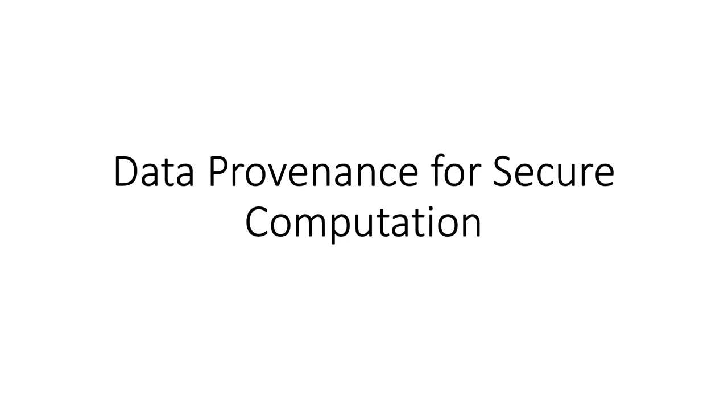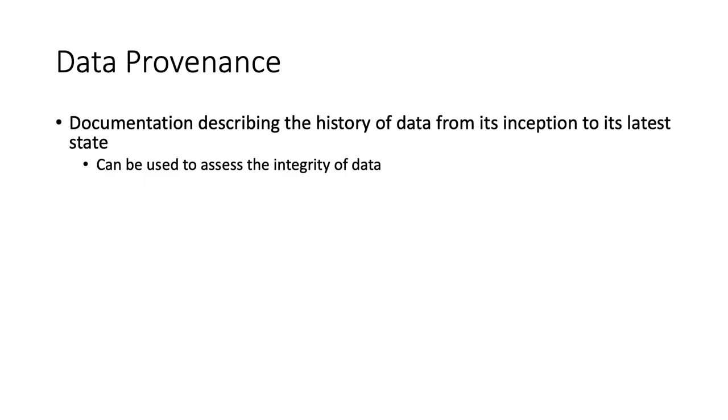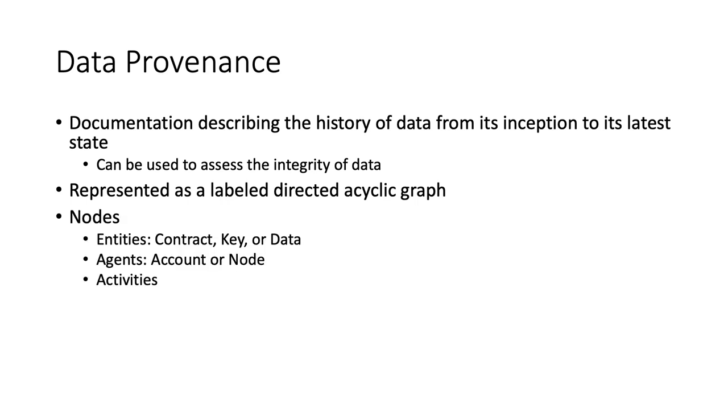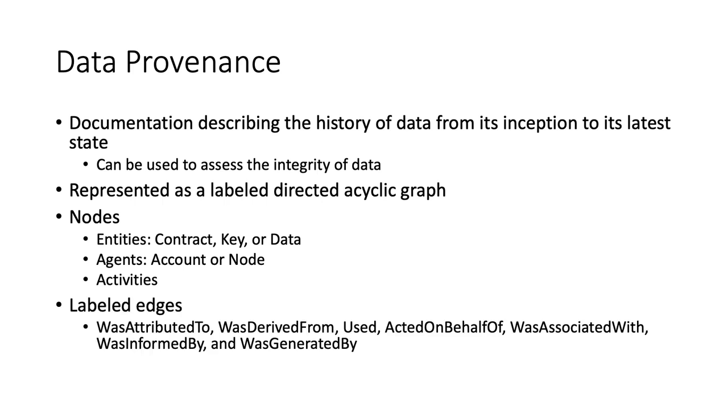Now let's introduce data provenance for secure computation techniques. Data provenance is documentation describing the history of data from its inception to its latest state, and can be used to assess the integrity of data. It is represented as a labeled directed acyclic graph, and the possible nodes for a provenance graph of a secure computation in this study consist of entities, which can be a contract entity, a key entity, or a data entity. Agents can be an account agent or a node agent, and activities. The labeled edges can be one of 7 relations, which includes was attributed to, was derived from, used, acted on behalf of, was associated with, was informed by, and was generated by.